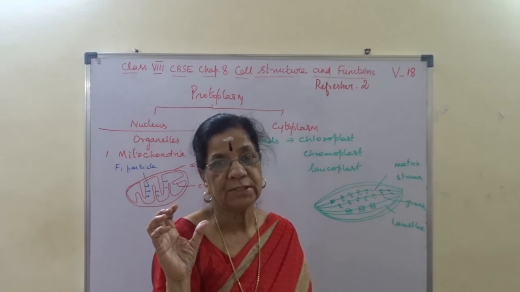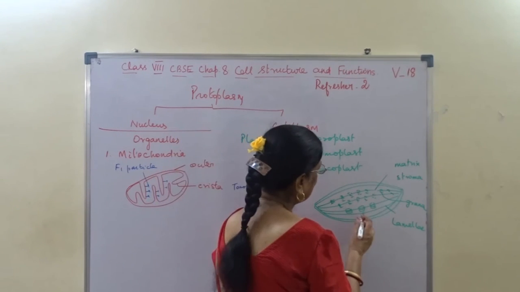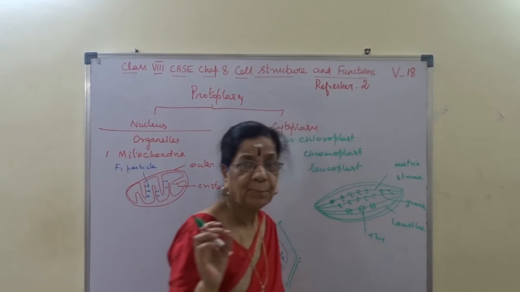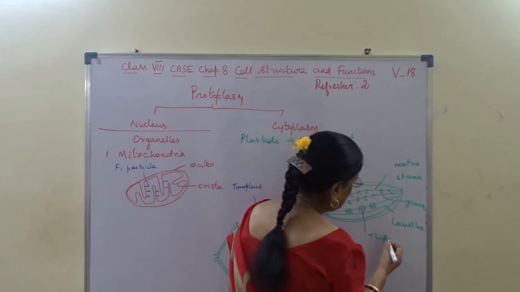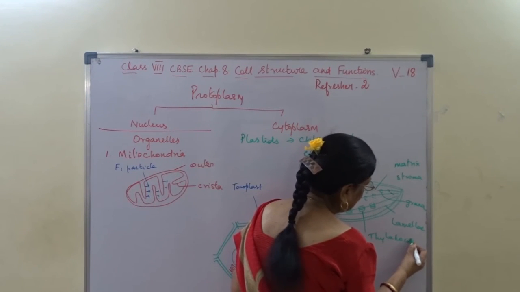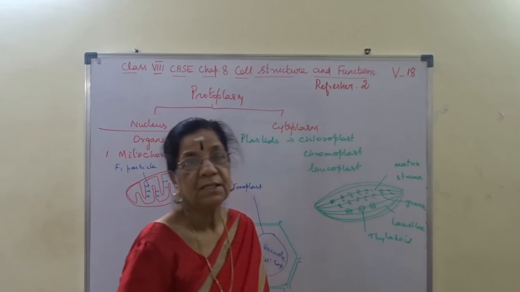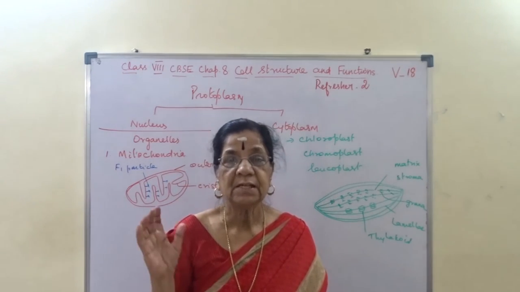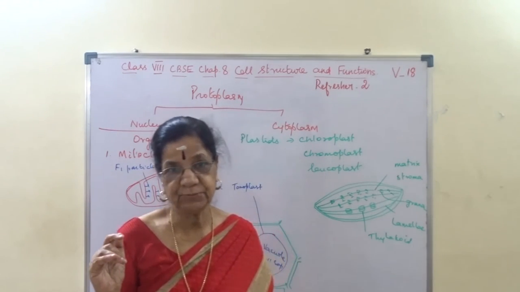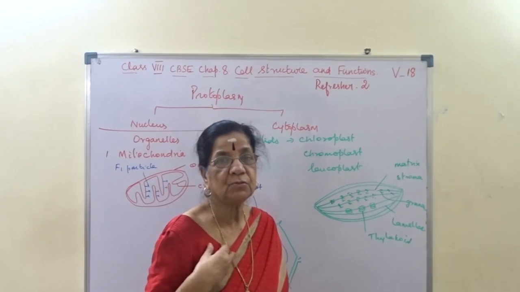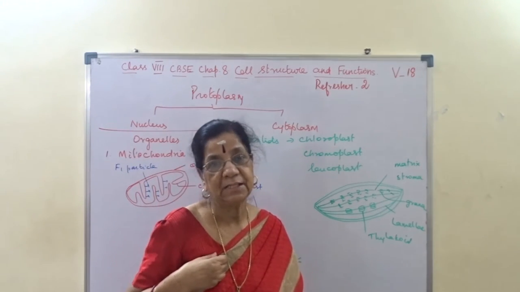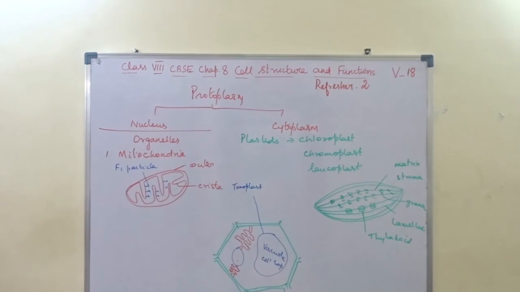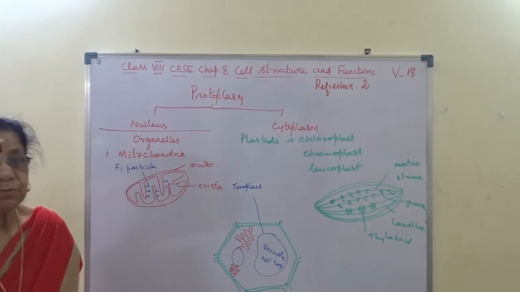So these grana, when they are packed like a coin, are called thylakoid. That concentrated region is called thylakoid. So actually during photosynthesis, when the sunlight falls on the leaf, the active site for photosynthesis is the thylakoid, where the chlorophyll pigment is much concentrated. I hope you follow this.